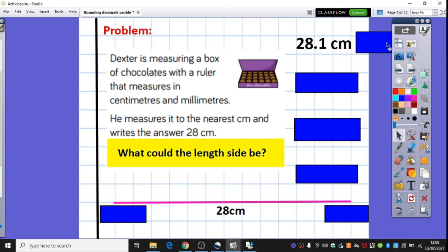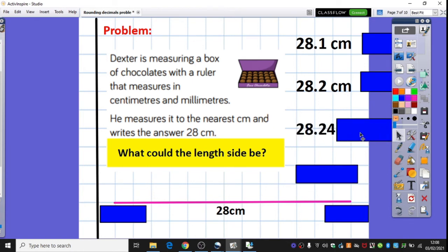One of the options I thought of was 28.1. Rounded to the nearest whole number would still be 28. 28.2 is another possibility. Then I thought about the fact, would 28.24 also round to the nearest whole number of 28? And it would indeed, because it is closer to 28 than it is to 29. These are obviously all numbers that begin with 28. These are all more than 28, and so we would round down to 28 centimetres.